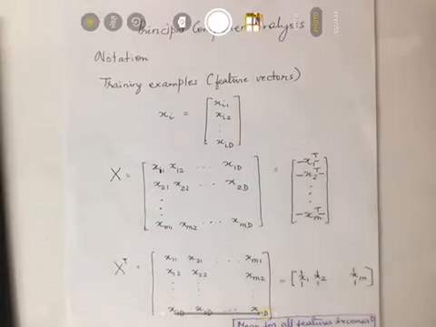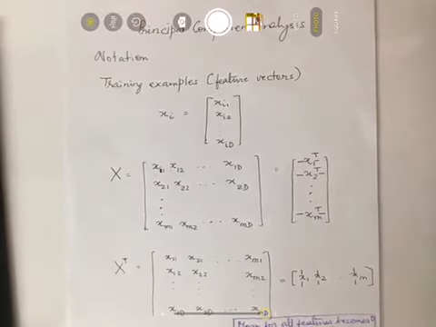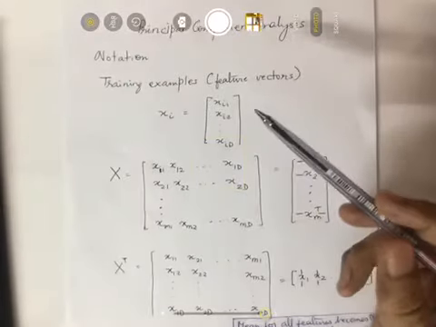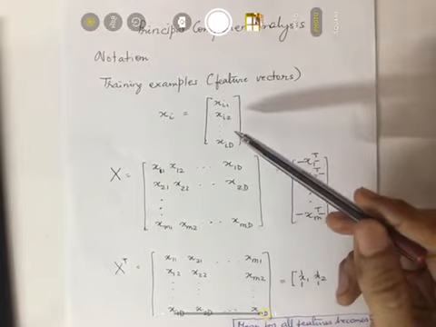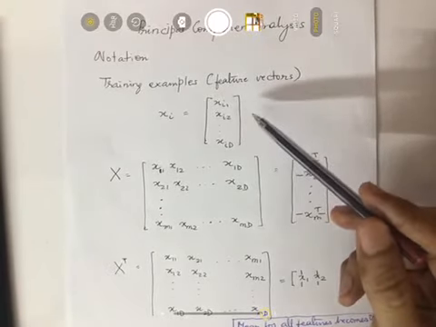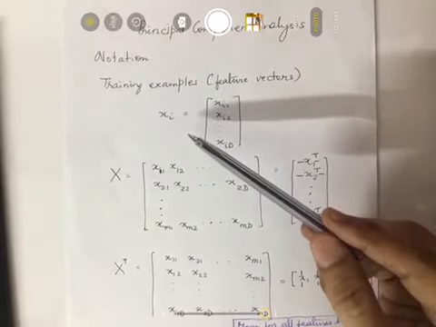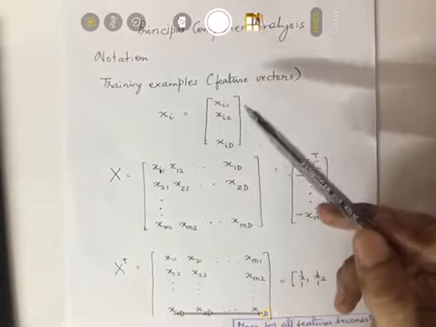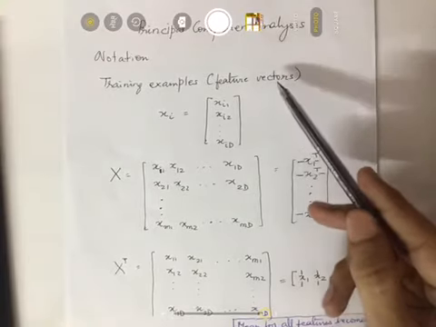So hi there, in this clip we are going to just do some basic notation that we are going to use for principal component analysis. So we will represent our training examples as basically column vectors. We are representing vectors as column vectors, and so every training example xi has capital D number of features, let's say, and we call these feature vectors also.